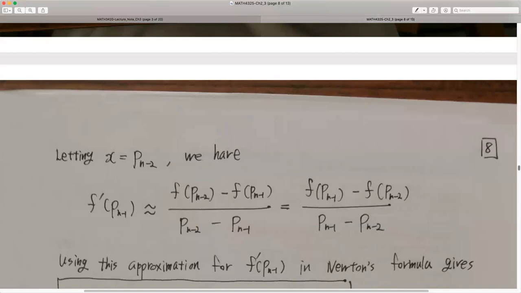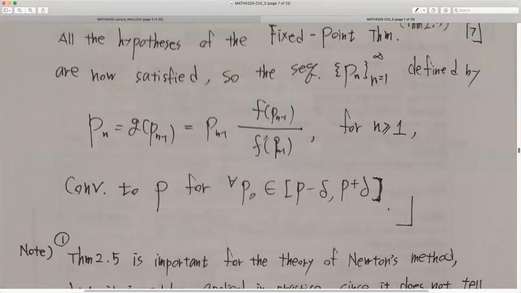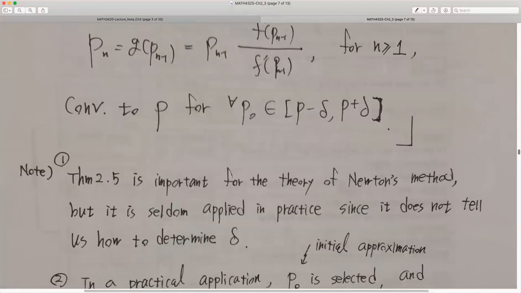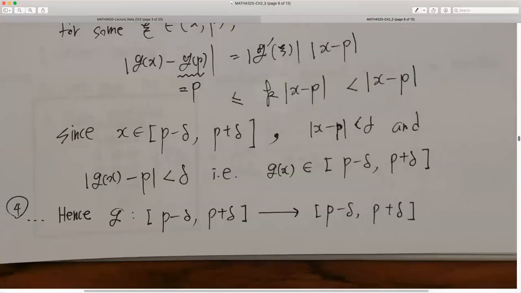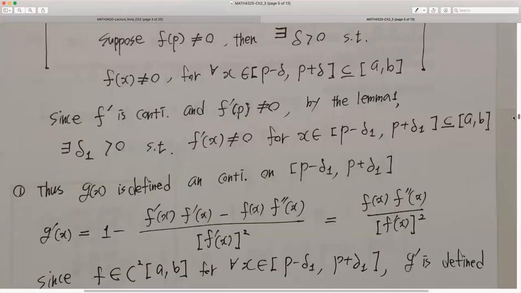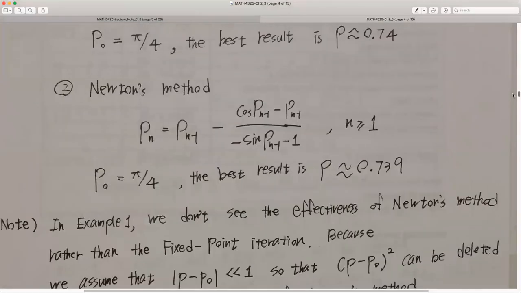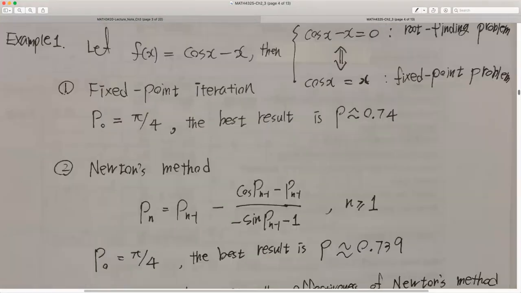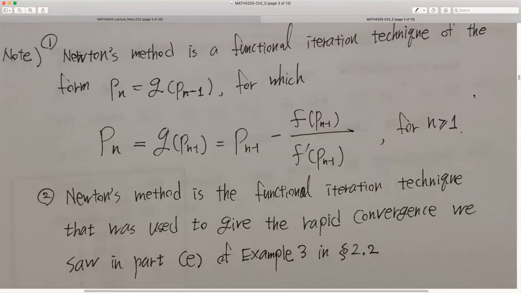So in Newton's method, p n equals p n minus 1 minus f of p n minus 1 over f prime of p n minus 1. I'm sure that you remember that. We see that here, f prime. So we're going to replace f prime with the difference quotient of f without applying the limit.